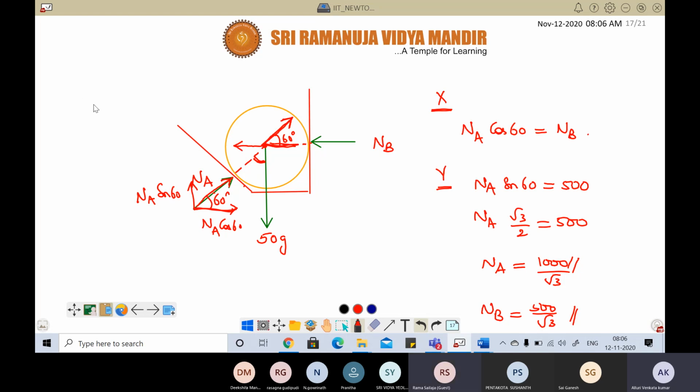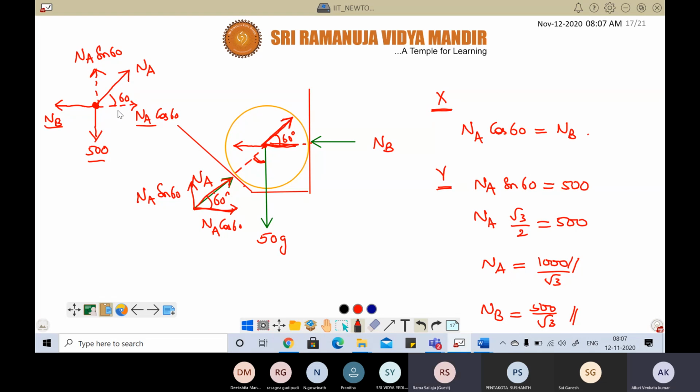If you want to draw at one point, this is called 50G, that is 500, this side will be NA, and this side will be NB. This angle is what you have to calculate. This angle is 60. So NA cos 60 is this one, and this one is NA sin 60. If anybody is having confusion, you can always shift the vectors to the center point. Then you can easily calculate. Now NA sin 60 must be equal to 500, and NB equal to NA cos 60.